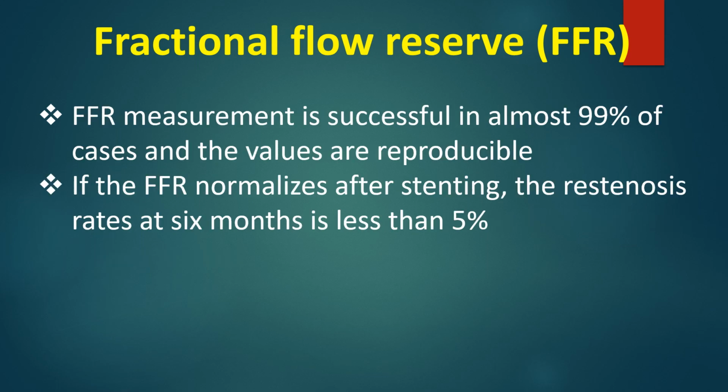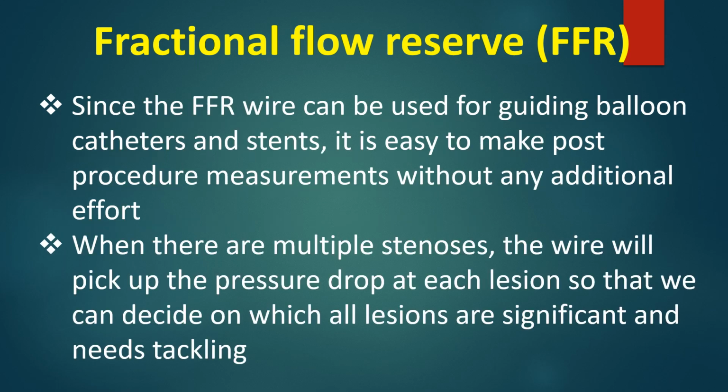FFR measurement is successful in almost 99% of cases and the values are reproducible. If the FFR normalizes after stenting, the restenosis rate at 6 months is less than 5%. Since the FFR wire can be used for guiding balloon catheters and stents, it is easy to make post-procedure measurements without any additional effort. When there are multiple stenoses, the wire will pick up the pressure drop at each lesion so that we can decide on which lesions are significant and need tackling.